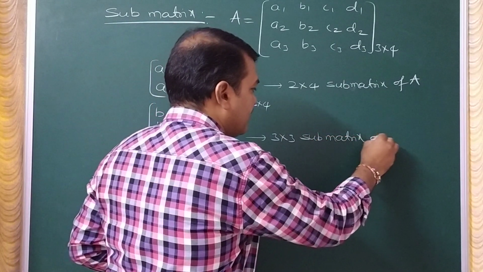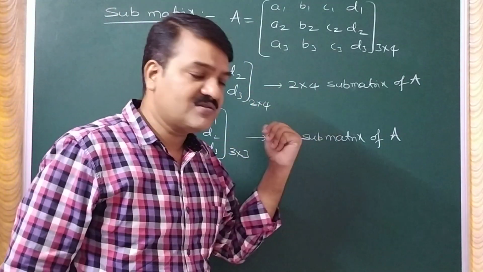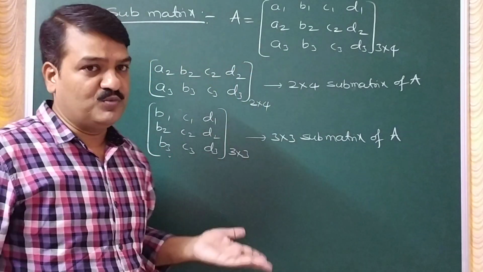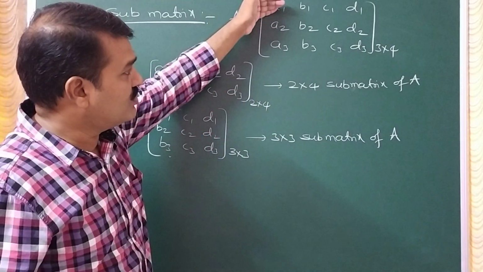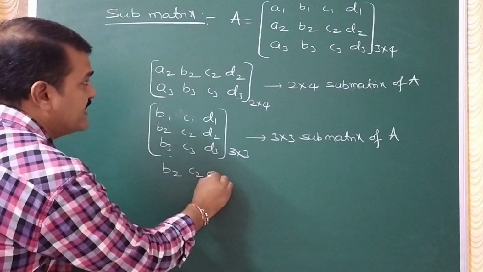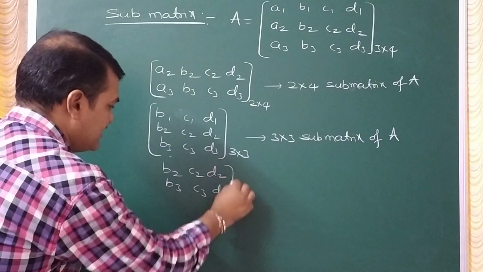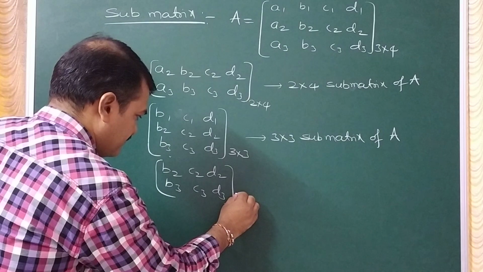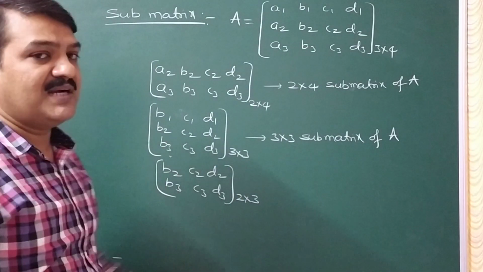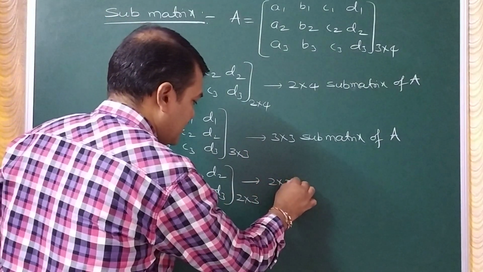A submatrix of A can be a square matrix or it can be a non-square matrix also. Now if I remove a row and a column both, say the first row and first column, I get B2, C2, D2, B3, C3, D3. What is the order of this? 2 cross 3. This is called a 2 cross 3 submatrix of A.